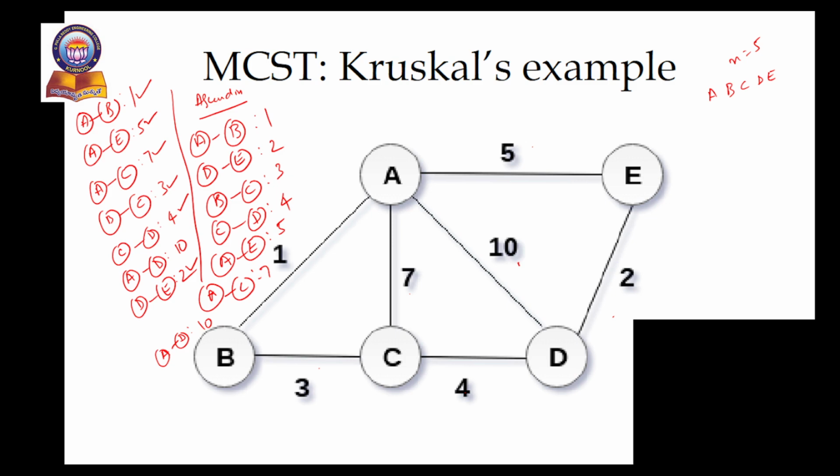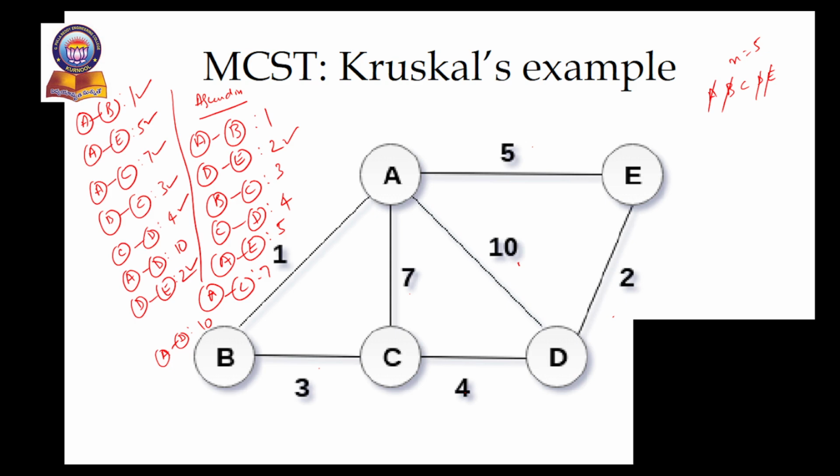From A we can reach B with the cost equal to 1. So we have taken vertex A and similarly vertex B into consideration. The next minimum edge cost is 2, that is D to E, so D to E with the edge cost equal to 2. And the next minimum edge cost is B to C, so B to C with the edge cost equal to 3.